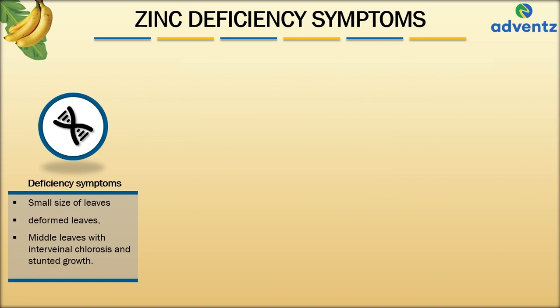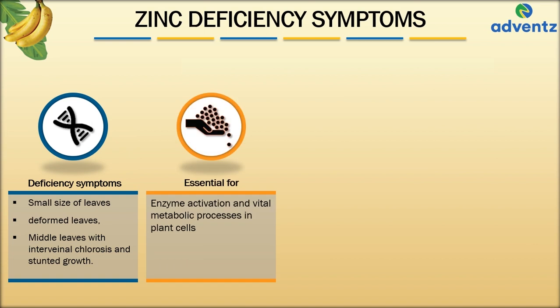Let's recap. The deficiency symptoms of zinc are small size of leaves, deformed leaves, middle leaves with intervenial chlorosis and stunted growth. Zinc is essential for enzyme activation and is vital in metabolic processes in plant cell.